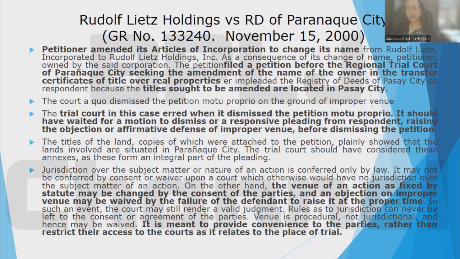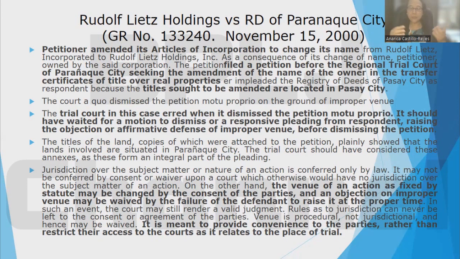It is meant to provide convenience to the parties rather than restrict their access to the court as it relates to the place of trial. So meaning, if there is no objection on the ground of improper venue, the case may be tried and heard in the court where the case is filed, even if under the general rules on venue, it is not supposed to be the place where the case should be filed. Why? Because venue is designed for the convenience of the parties.